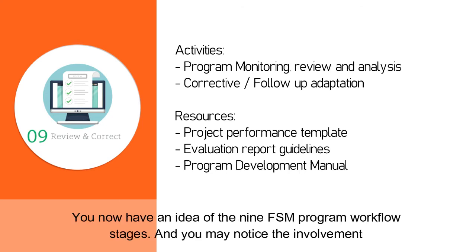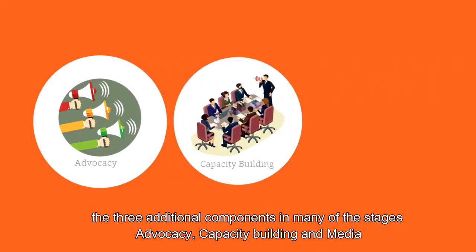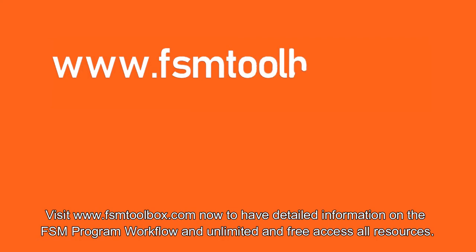You now have an idea of the 9 FSM program workflow stages, and you may notice the involvement of the 3 additional components in many of the stages: advocacy, capacity building, and media.